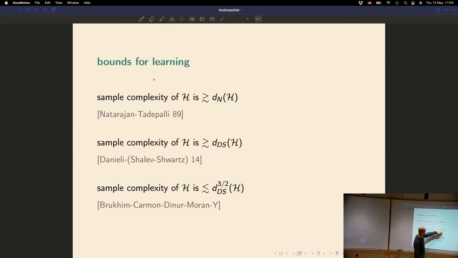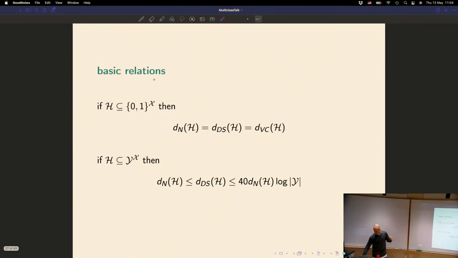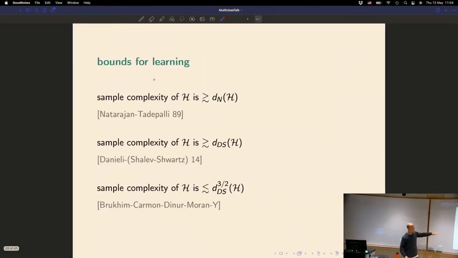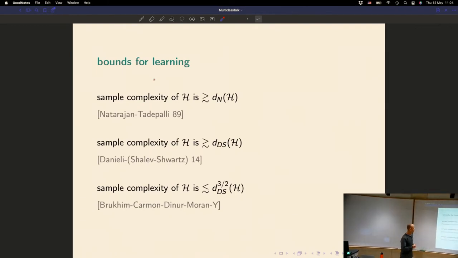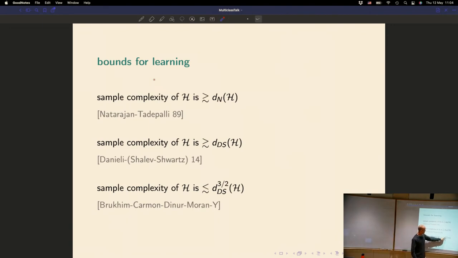But it was proved or shown that the DS dimension serves as the same lower bound. And as we saw before, the second statement is strictly stronger than the first statement. And what we add to the picture is an upper bound, which is the DS dimension to the power 1.5. This is the other direction. And it's quite annoying that we can't get it to match this, but this is what we can do.